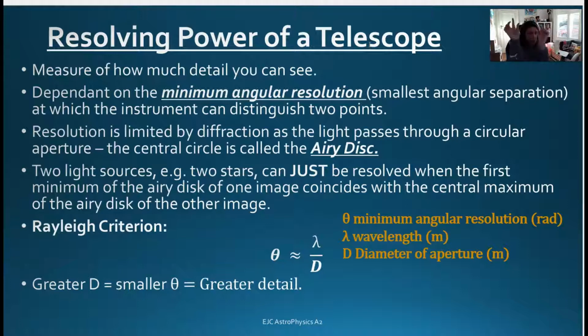So if these are my two stars here and here, the angle between them is here, yeah? Or if the telescope is here, it would be that distance there, okay? So it's the smallest angular separation at which the instrument can distinguish two points. Now resolution is limited by diffraction. So as the light comes into a telescope, because it's a hole, the light will diffract and spread out, and you get single slit diffraction patterns. So as the light passes through a circular aperture, you get diffraction, and the central circle is called the Airy disc. So I'll just show you what that looks like.